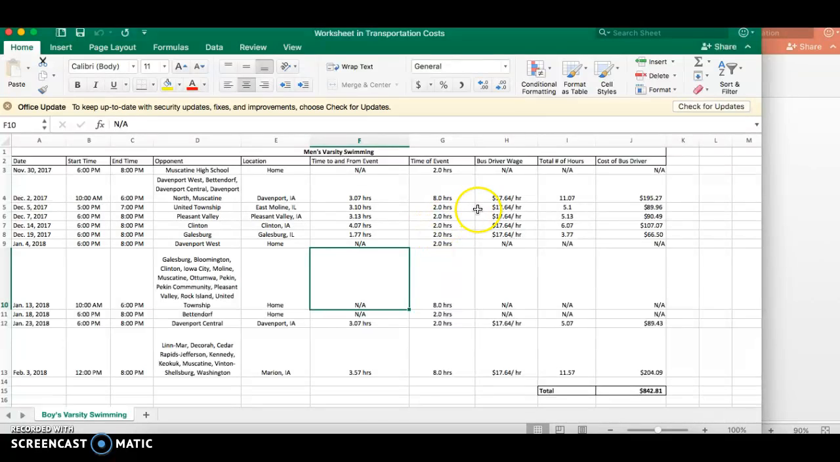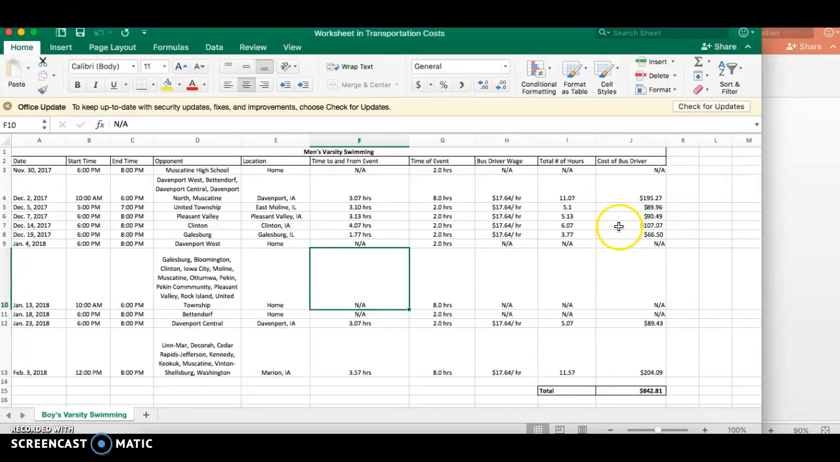And then I took the total number of hours between the time to and from the event and the total time of the event and multiplied it by the bus driver's wage that Burlington High School pays their bus drivers, which is $17.64 an hour. And that's how I got the total cost of the transportation for the bus driver for the team. So Burlington High School pays a higher hourly wage for their bus drivers and doesn't pay in addition per mileage, but just pays per hour.